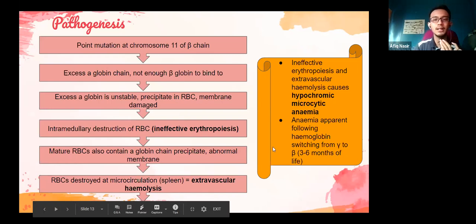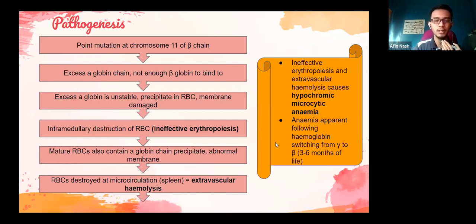In a beta thalassemia major patient, anemia will become more apparent when the patient is about 6 months of age. This is partly because of the hemoglobin switching from the gamma chain to the beta chain. Because as we all know, in the thalassemia patient, there will be no beta chain. So there will be no switching. It just remains as gamma.